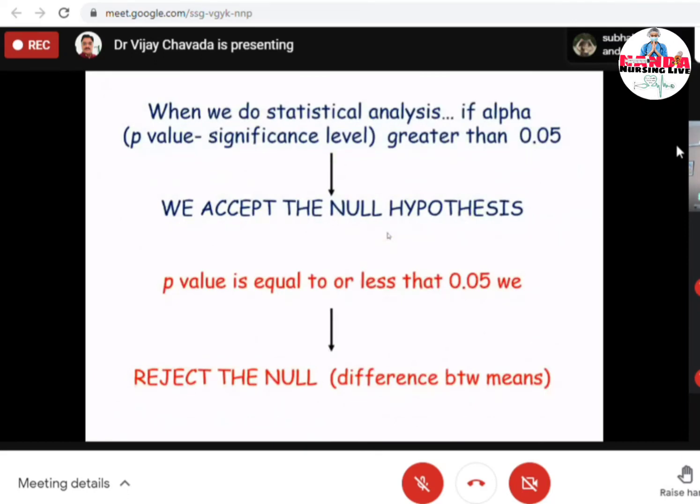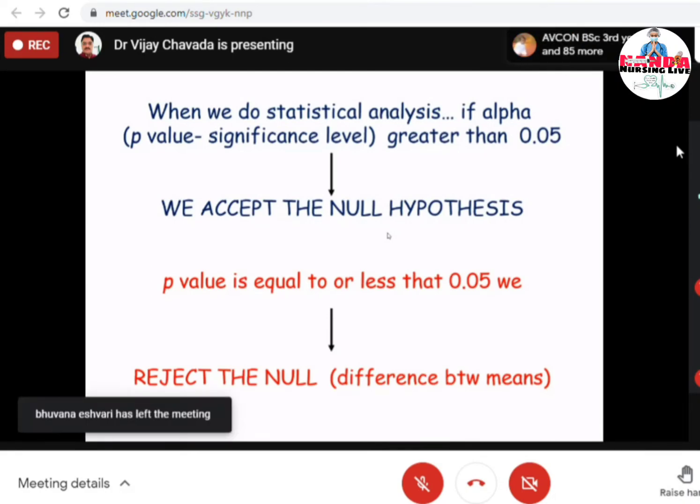So when we do statistical analysis, if the p-value is more than 0.05, we accept the null hypothesis. And when doing the statistical analysis, if the p-value is equal to or less than 0.05, we reject the null hypothesis, meaning there is a difference between means, right? So this is a very simplified way to understand. If you have a question, you can ask at the end.